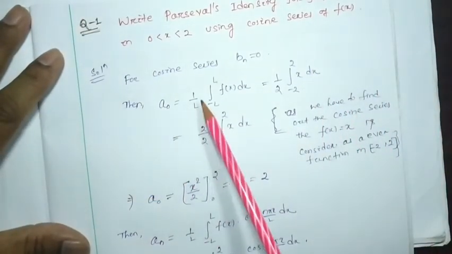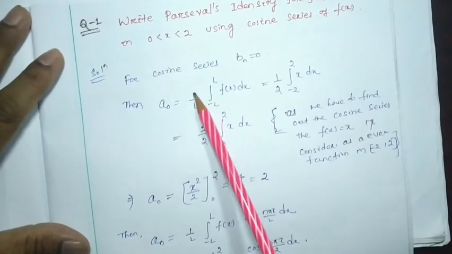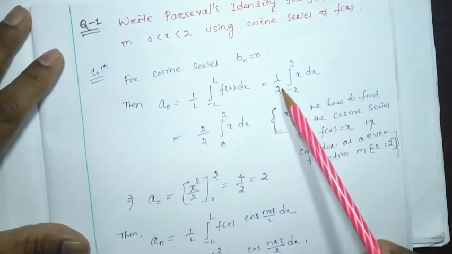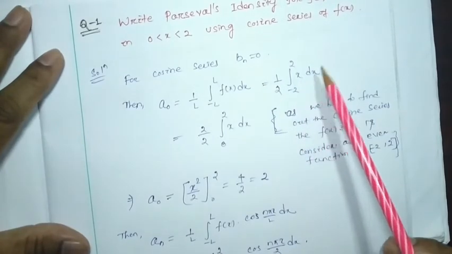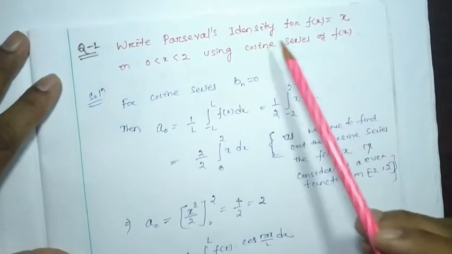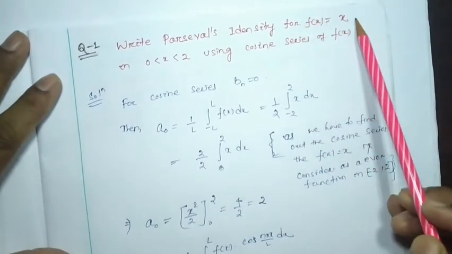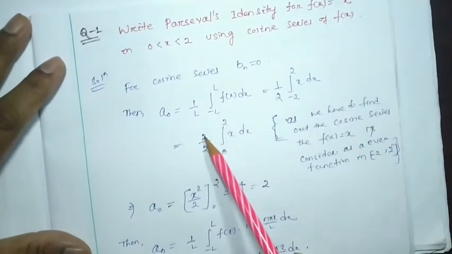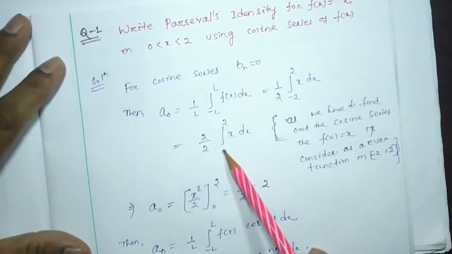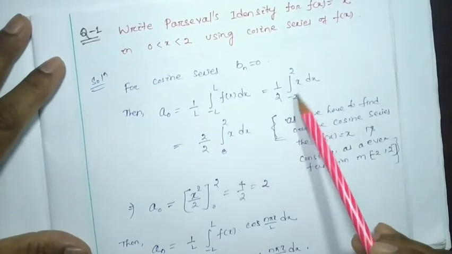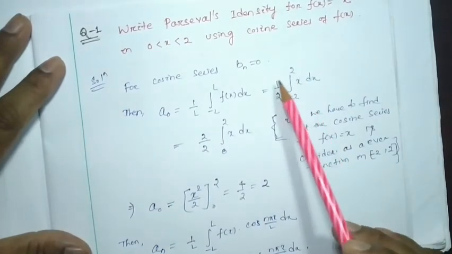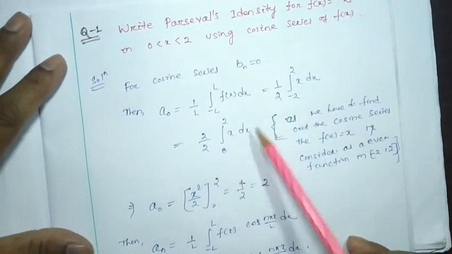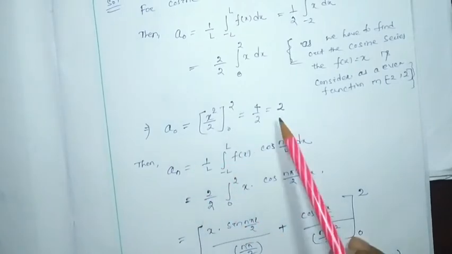So a0 will be 1 by L integral from minus L to L of f(x) dx. Here L will be nothing but 2, so 1 by 2 integral from minus 2 to 2 of x dx, and as we transform this to the even function, here x is considered as even. So we can write 2 by 2 integral from 0 to 2, since the integration from minus 2 to 2 will be considered as 2 times the integral from 0 to 2. So 2 by 2 integral from 0 to 2 of x dx. So that implies a0 will be equal to 2.